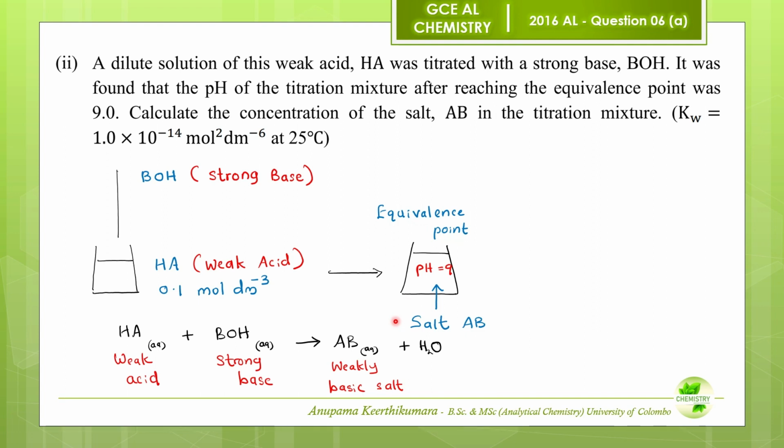Therefore, what we can find at the equivalence point is the salt AB. There is no remaining HA or the added BOH in the reaction mixture at the equivalence point. And the pH at the equivalence point is only due to the presence of this basic salt. pH value at the equivalence point is given as 9. Therefore, pOH at the equivalence point is 14 minus 9.